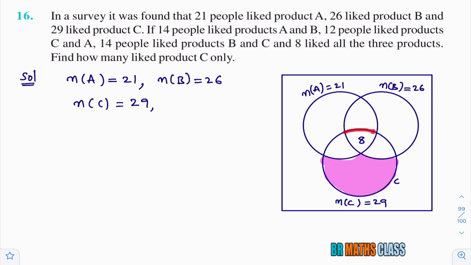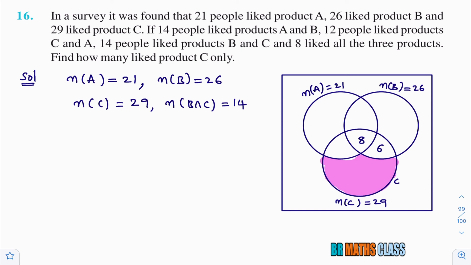What is this? This is the number of people who liked product B and C. You observe the question, where are the people who liked both B and C? You look here, 14 liked product B and C. So I'll write that n of B intersection C equal to 14. 14 like the product B and C. So this full part is 14. Already this part is 8. So what is this? This will be 6. 8 plus 6 is 14. So here I got this as 6.